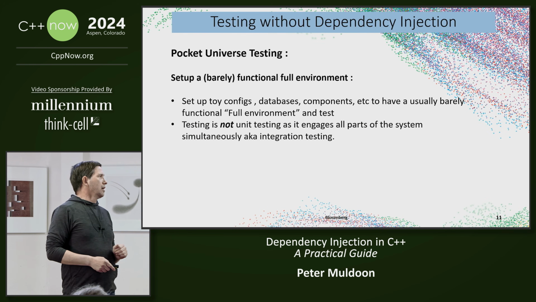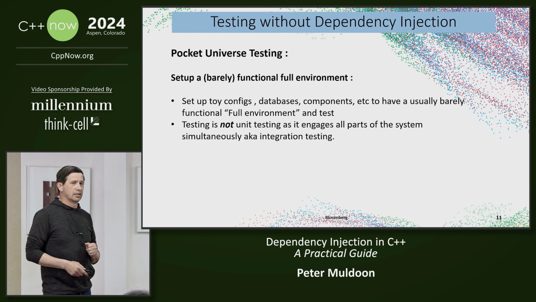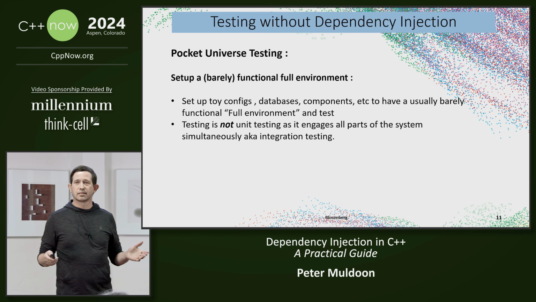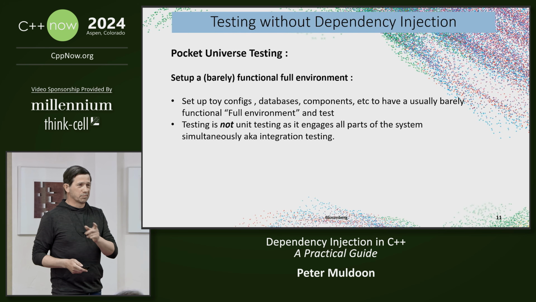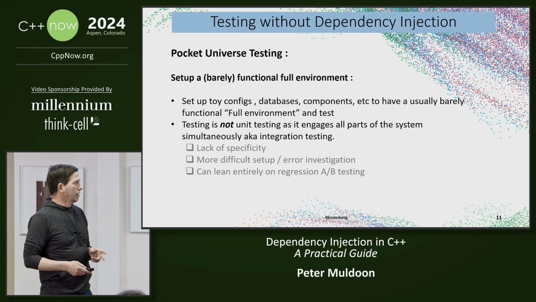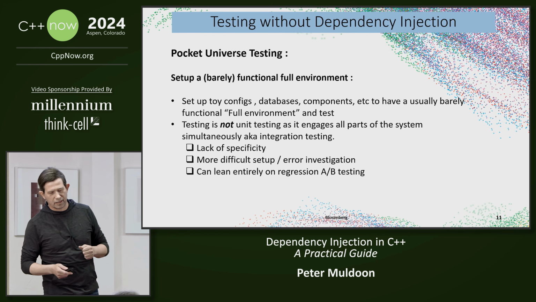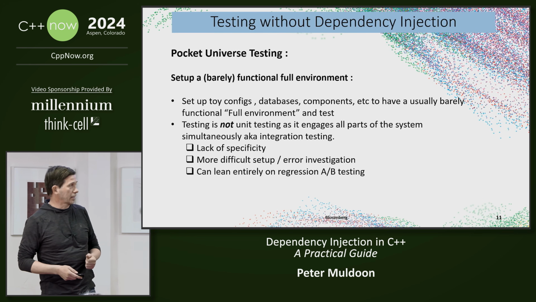Well, once you test this way, you're not doing unit testing, because what happens when you engage all parts of a system simultaneously? You get integration testing, which has its place, but it's not unit testing. And because it's integration testing, when you find an error, something blows up and you don't know where in the system. It's a much bigger error investigation.